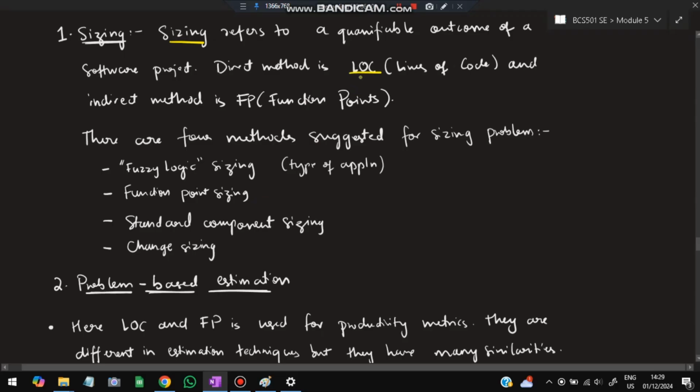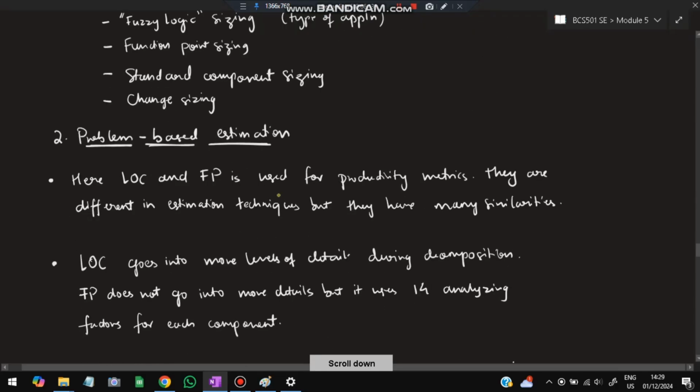So let's discuss LOC and FP. LOC and FP both come under problem-based estimation. This is the second type of decomposition technique; the first one was sizing, and the second one is problem-based estimation.